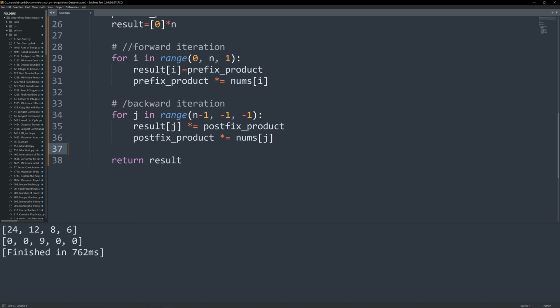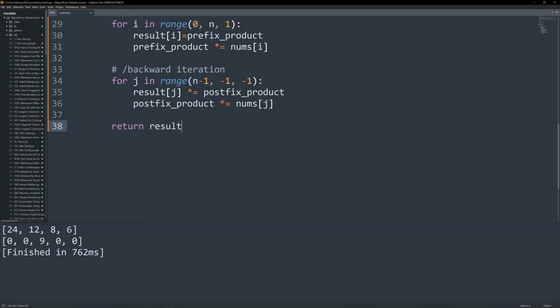Now this is actually calculating the prefix product as it is iterating in the forward direction, and we are storing the values of the prefix product in the result, and then that is multiplied with the postfix product. The postfix product was initialized to 1 and it is going to be calculated in the reverse direction with the help of nums of j, and that gives us the postfix products, and both are multiplied.